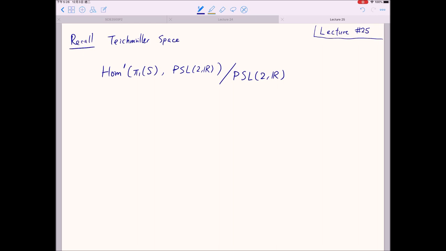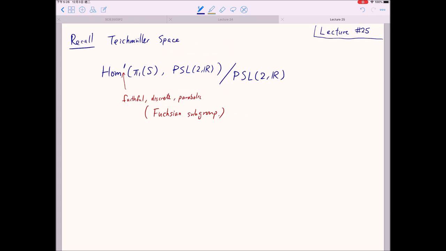And this homomorphism is also a little bit special, so we require the homomorphisms to be faithful, discrete, and also parabolic around the punctures. So the image of each loop around a puncture, the image of a non-trivial loop, should be a parabolic element in PSL(2,R). And this will give you a discrete subgroup called the Fuchsian group of PSL(2,R). Right.